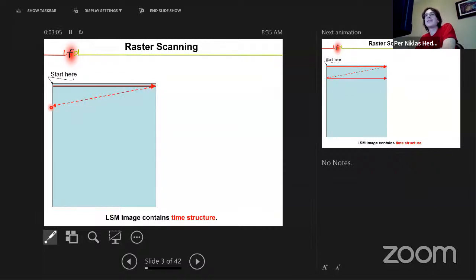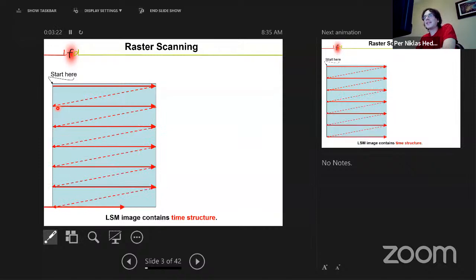After finishing that line, you will reset, jump back, but then instead of going back to the origin, go one pixel down, scan the next line, go back, go one pixel down, scan the next line, and so on. After the image is complete, you jump back to the origin and you're ready to take the next image. If you've ever taken laser scan images, you can typically see this process while it's acquiring. Scanning one line is too fast for you to see, but you can usually see how the image is built up line by line.